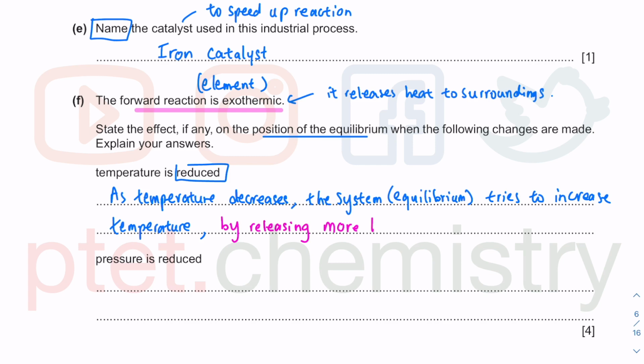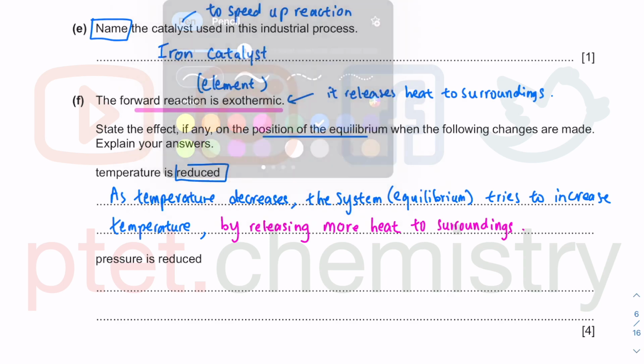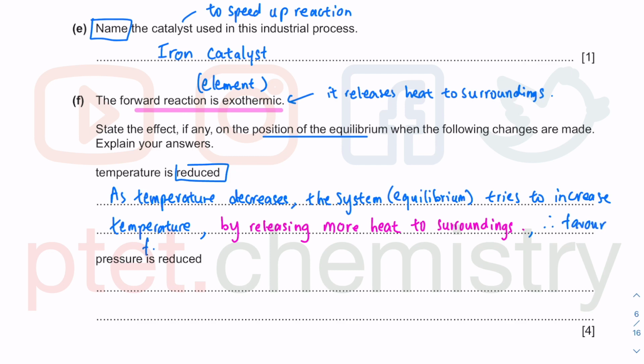I want to make the surrounding hotter. I want to increase the temperature of the surrounding. So by releasing more heat to the surrounding, looking at the forward reaction, it releases heat. If I release more heat, therefore I will favor the forward reaction. If I favor the forward reaction, that means my equilibrium will shift to the right hand side. So the position of equilibrium will shift to the right hand side.